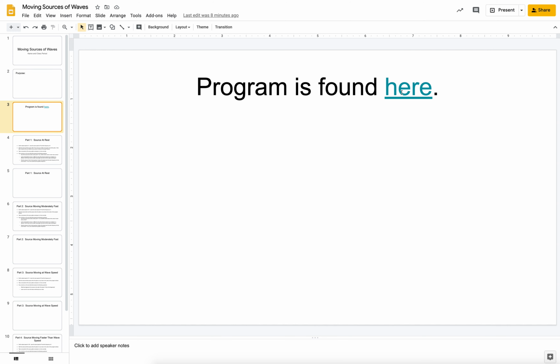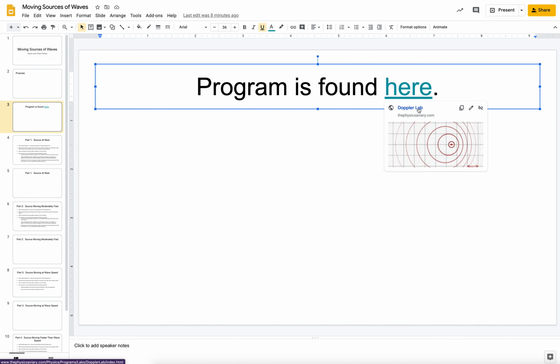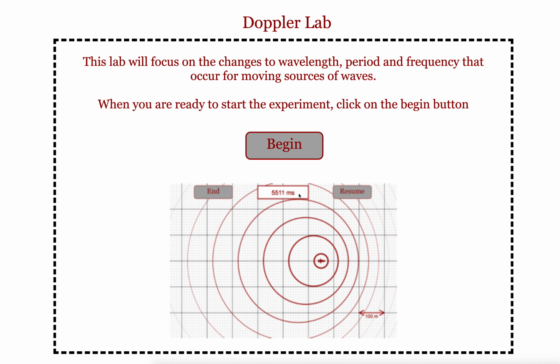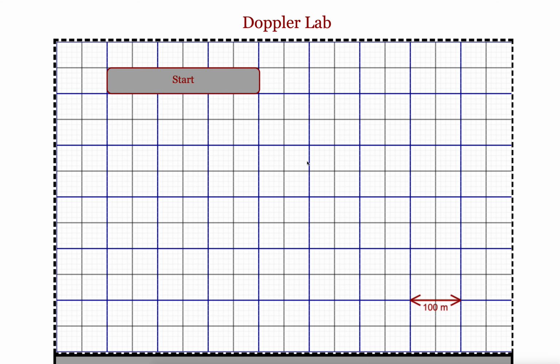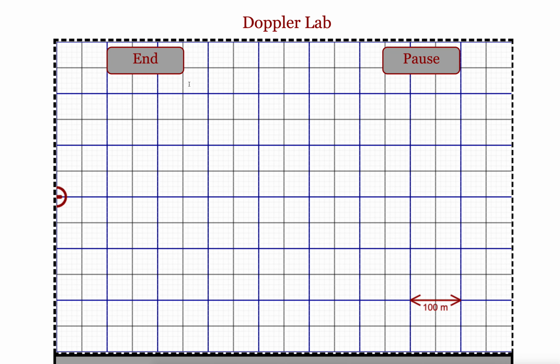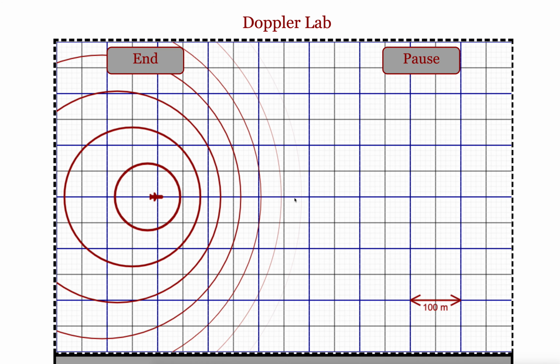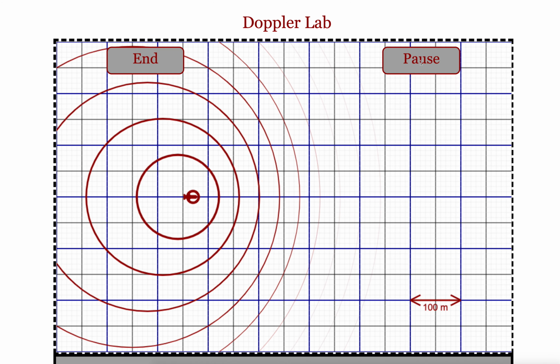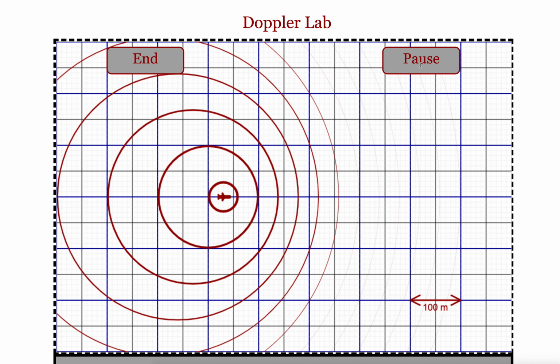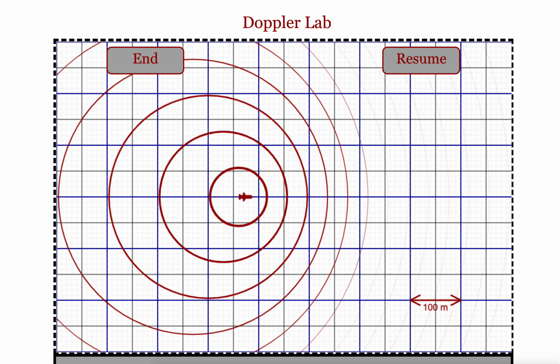In order to do this lab, you're going to open up the link that's provided for you. You're going to click on the begin button, and then you're going to click on start. You'll see an airplane making some sound waves, and you'll be able to see how the sound waves look for different scenarios. So whenever you're ready to actually take your screenshots, pause your airplane, do what you've got to do, take the screenshot, and put it into your slideshow.